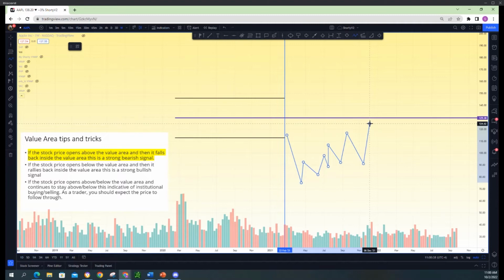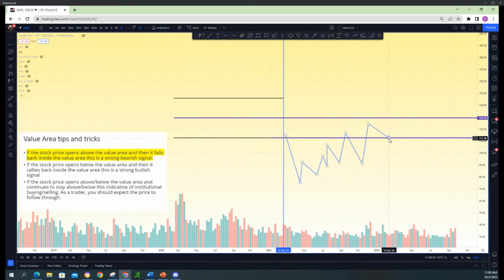So it doesn't mean that it's accepted here. Does everybody understand that? It doesn't mean that you're good to go here. You want it to come back in here, right? And I'm just going to extend this line. So you want it to come back inside the value area low. You want to have at least 3, 5, 10, 15 minutes, depending on what your risk is, candles inside.